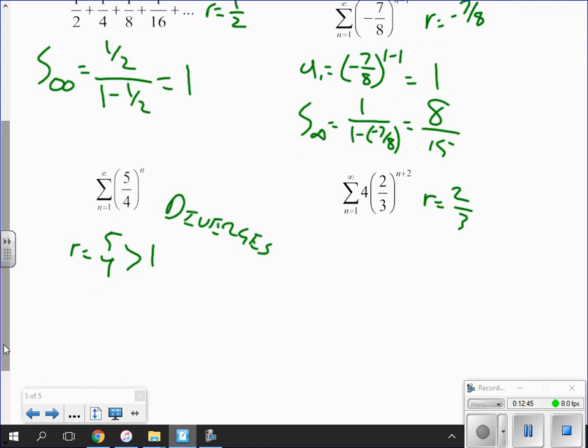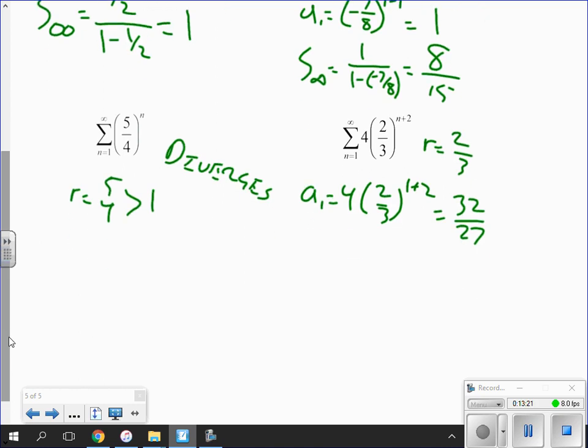First thing I need to do is figure out my first term, a sub 1: 4 times 2/3 to the 1 plus 2 power. So I have 2/3 to the 3rd power times 4, and you figure that out, and you get 32/27 for my first term. It's not 4. That would be the assumption that many of you would make, that it's 4 times something to a power. No, you plug in 1 for n. Make sure you get the right first number.